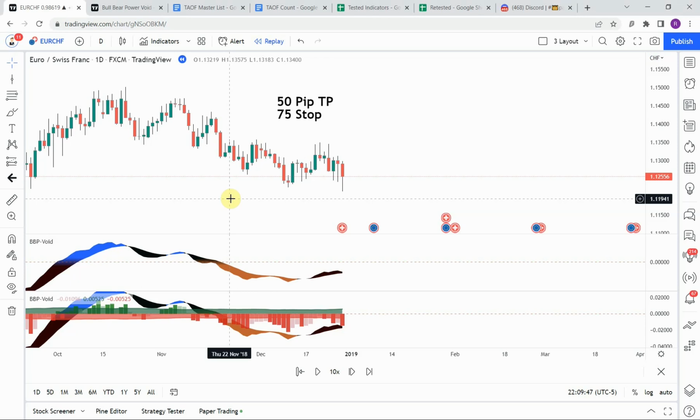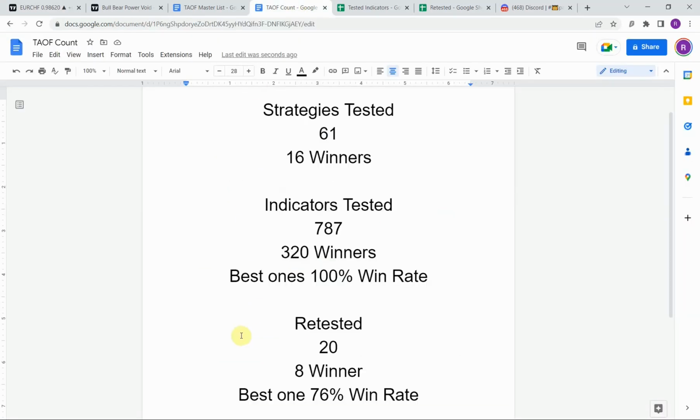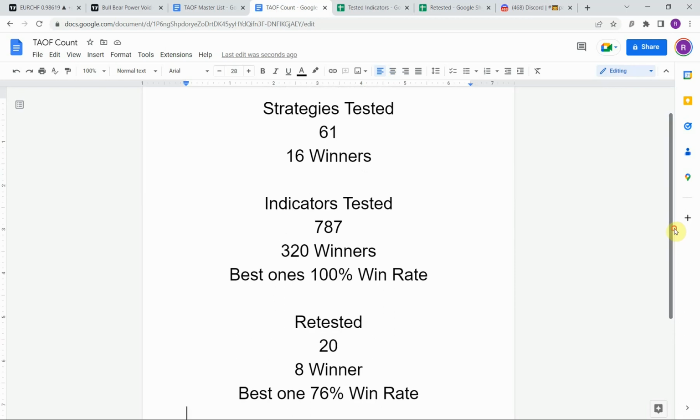All right, as I said, today we will be testing the bull bear power void indicator. Before we do though, I wanted to put the testing scoreboard up for everyone to see. So to date, we have tested a total of 61 different strategies, with 16 of them being profitable. We've also tested a total of 787 indicators, with 320 of them being winners. The best ones so far were able to achieve a 100% win rate. Now you need to go back and watch those videos to understand the context of how they were able to achieve that. So go back and watch those videos and see what you can get out of those winning indicators.